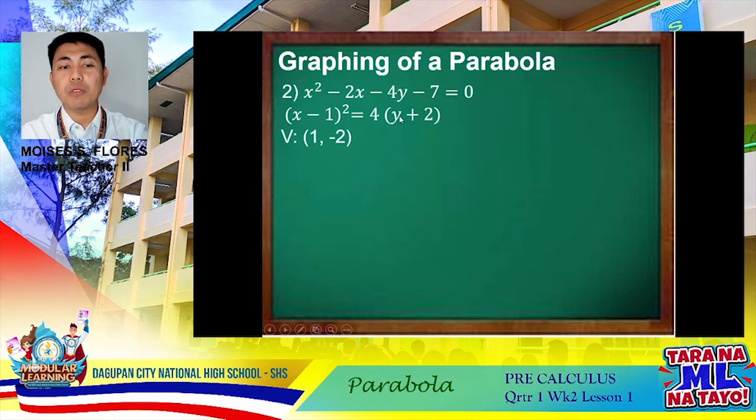The same is true with y. y plus 2 equals 0. Transpose positive 2 to the other side, and it becomes negative 2. So therefore, our vertex is (1, -2).